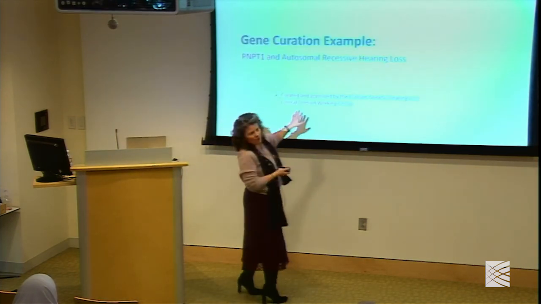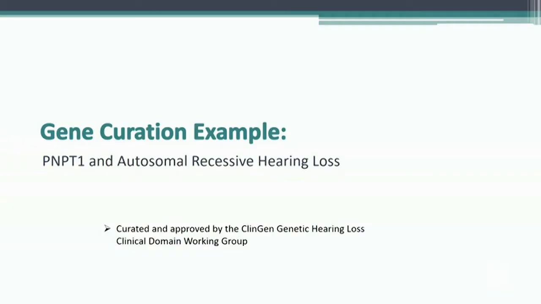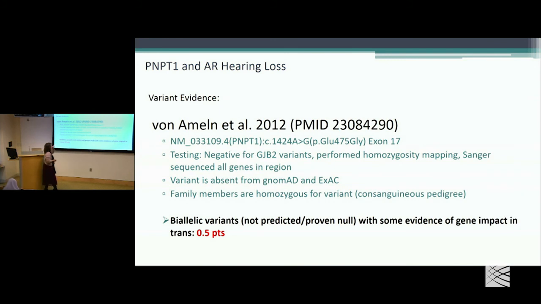So I'm going to go through a couple of examples. We have a little less than 10 minutes left. Here's the gene PNPT1 that's been implicated in autosomal recessive hearing loss. Here's a publication with a missense variant, glutamine to glycine. The case tested negative for only the most common gene involved in disease. The variant was absent from gnomAD and ExAC. It was found as a homozygous variant in a consanguineous pedigree. So that variant got scored a half a point for just this one missense homozygous variant.